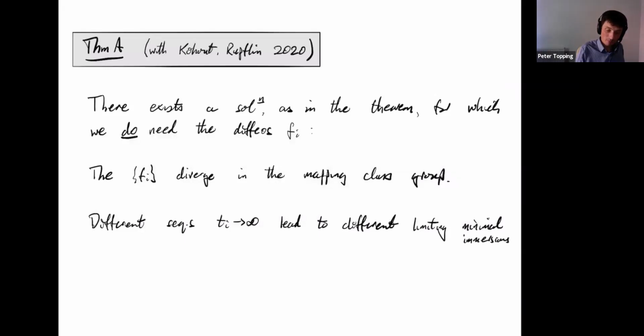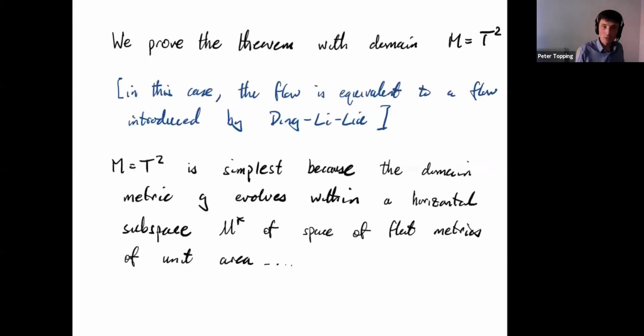Okay. So let me talk you through a little bit the ideas in the proof in the last 15 minutes. So I'm going to prove, as I mentioned before, this theorem in the situation that the domain is the torus. And as I mentioned before, that's a situation where you can show that our flow is equivalent to a flow of Ding, Li, and Liu that you can read about from about 2006, maybe, in their Inventiones paper.